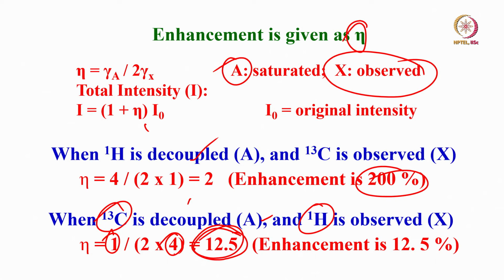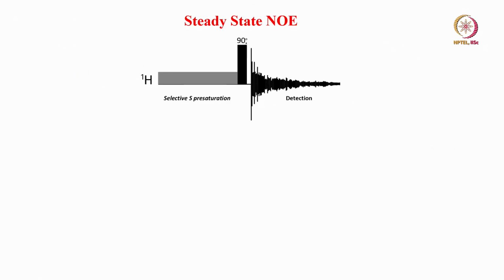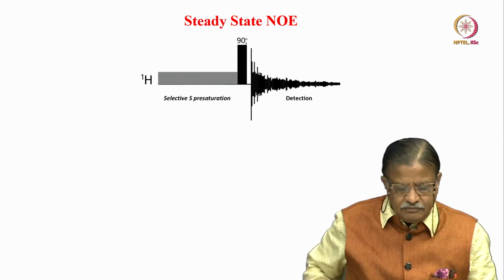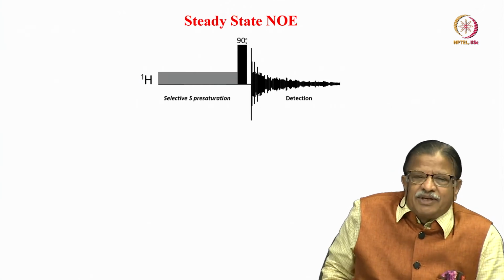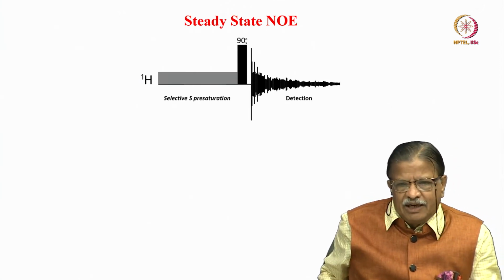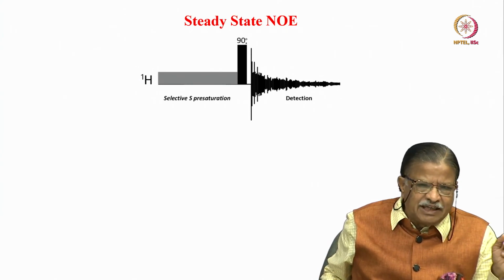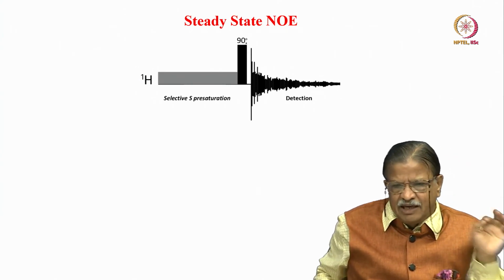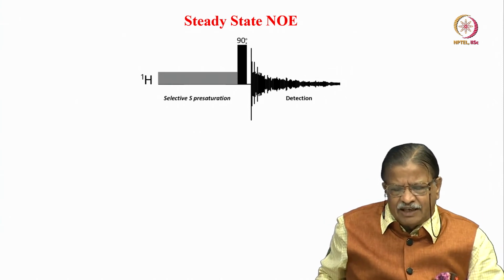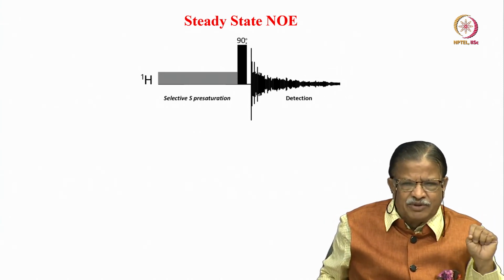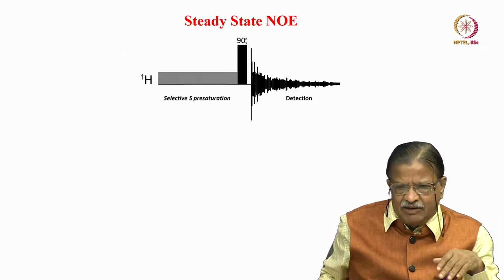This is the difference. Depending upon which nucleus you are decoupling and which nucleus you are observing, the enhancement factor eta depends on that, especially in the case of heteronuclei, because the gammas are different. So, having said all those things, we want to see how we can measure NOE. All along we have been discussing steady state NOE. I told you about steady state NOE because with low power RF we are saturating the spins, and the spins attain a new steady state after some time, and they change the intensity that we are going to observe.